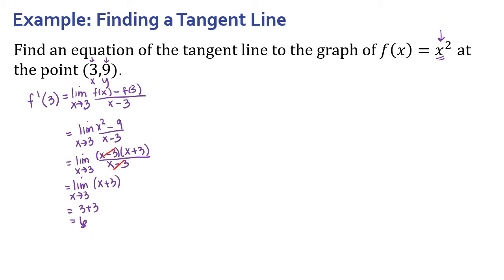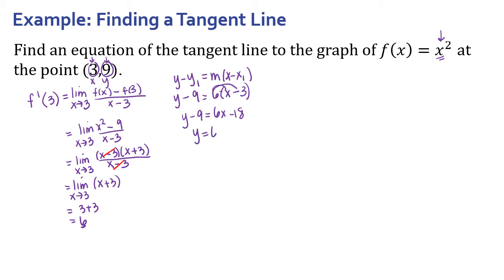Once we have that, we can go back and find the equation of this tangent line. Remember we learned y minus y1 equals m times x minus x1 for finding the equation of a line. So this becomes y minus 9, which is the point that we've got, equals the slope times x minus 3. So y minus 9 equals 6x minus 18. y equals 6x minus 9.